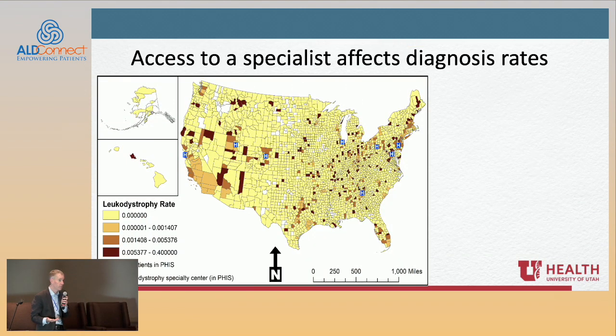How about if you live close to a specialty center? These are rates of diagnosis based on how close you are to a FIS hospital that has a specialist in leukodystrophies. You can see the closer you are to one of these hospitals, the more likely you are to be correctly diagnosed. It's maybe not surprising as you think through it, but it shows that if you don't have access to getting to one of these centers, you're not going to be diagnosed. If you're not diagnosed, you're not going to get treated. So there are big problems with how we're taking care of our patients out there.